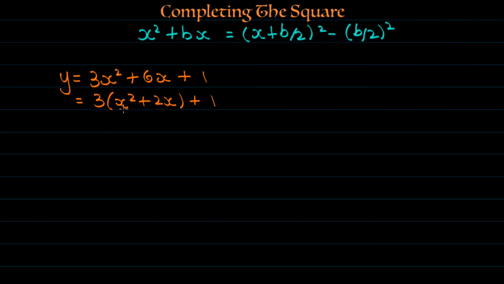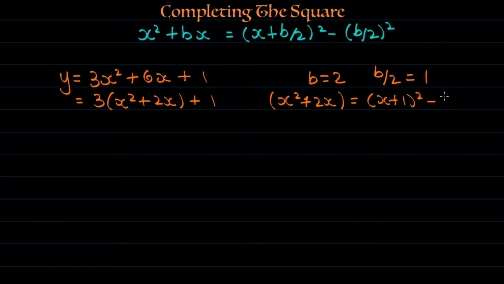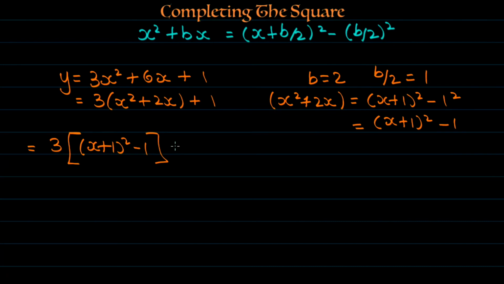At this point we can now use the trick that we have at the top. So we have x squared plus bx being equal to (x plus b over 2) squared minus (b over 2) squared. So if we compare on the left here, we see that b is equal to 2, and therefore b over 2 is equal to 1. So that means that x squared plus 2x is equal to (x plus 1) squared minus 1 squared, or just (x plus 1) squared minus 1. So now that we have this equivalence, we can actually just replace the x squared plus 2x with (x plus 1) squared minus 1. And being careful with brackets, we end up with 3((x plus 1) squared minus 1), close brackets, plus 1 at the end.